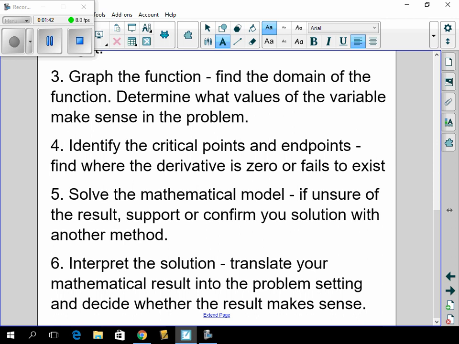And then we're going to solve our mathematical model. And if we can find another method, we should use that as well. And then again, we need to interpret that solution in the context of the problem and decide if our solution makes sense or not.